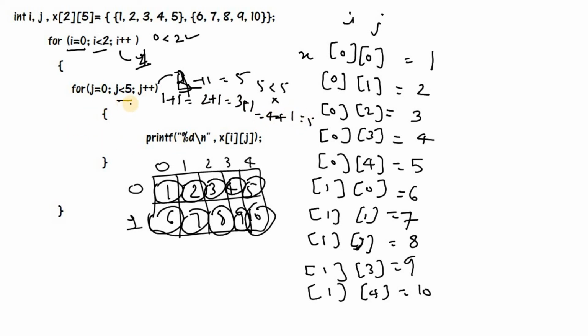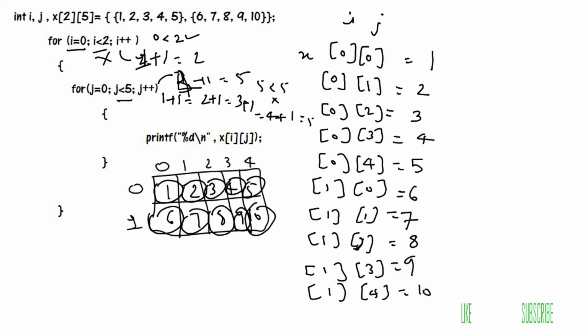5 is not less than 5. Here condition is not satisfied. So it will go out of the loop. And again it will increment by 1. Here i value is 1 now and it will increment by 1, that is 2. Here 2 is not less than 2. Here condition is also not satisfied. So it will go out of the loop over here. And it will print 1, 2, 3, 4, 5, 6, 7, 8, 9 and 10 in our program.